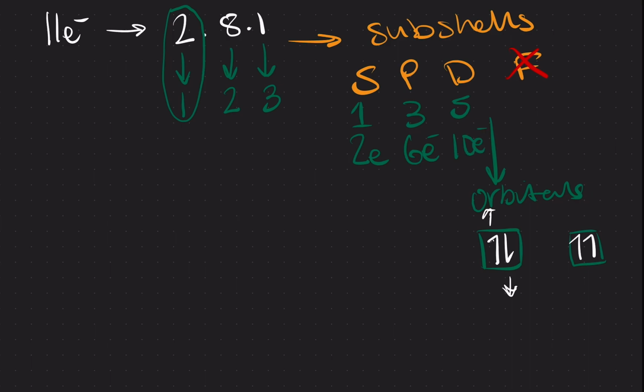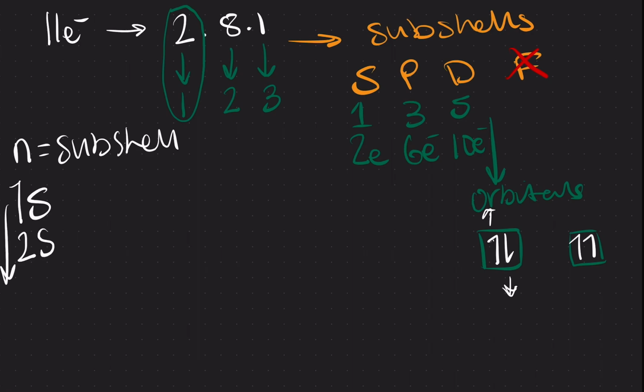And the way it works is we have the nth number, which refers to which shell we are talking about. And the first subshell will be the S subshell, which can hold a total of 2 electrons, which we call 1s, followed by the 2s orbital, and then the 2p orbital, and then 3s orbital, 3p orbital, and then the 3d orbital, and so on.